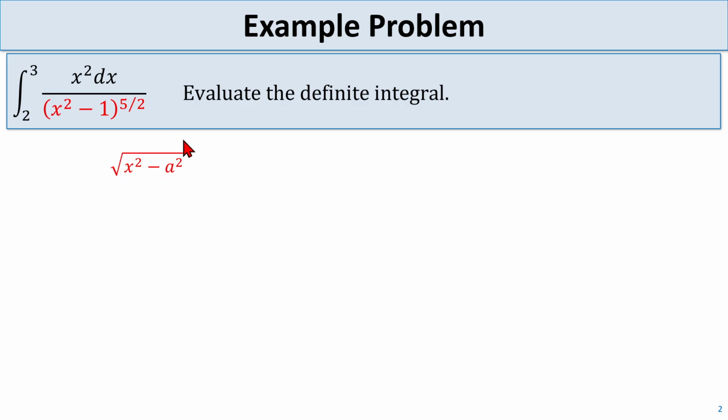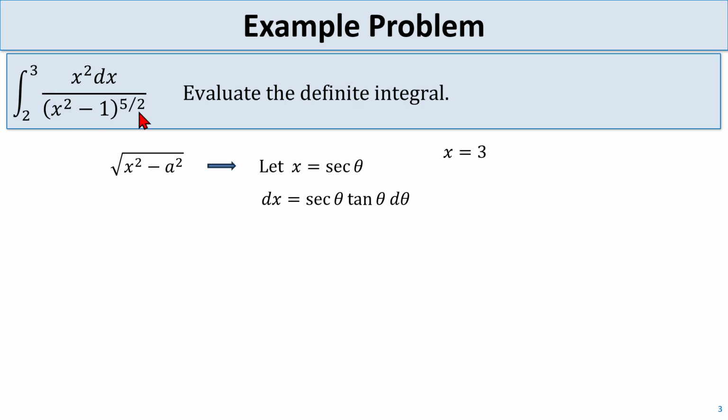When you see an integral with an expression of this form, you should let x equal a times secant of theta. Here a is 1, so x is just secant of theta. Next, we're going to need to have an expression for dx. The derivative of secant is secant times tangent. And since this is a definite integral, we need to change the limits of integration as well.